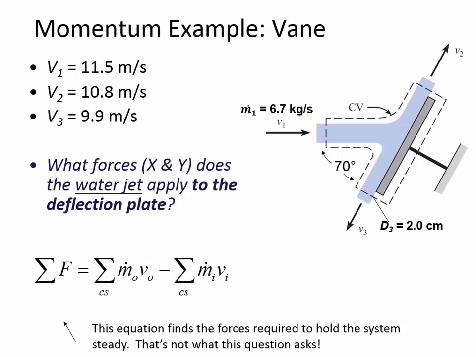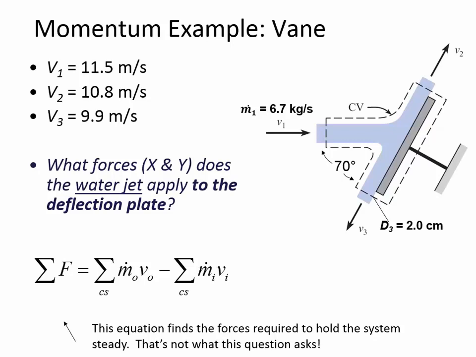Okay, but back to the question of directions here. Since it's asking what forces the jet applies to the deflection plate, that's the equal and opposite reaction that you'll calculate using this formula. So you'll still use this formula, but at the end you'll think, this told me the force required to hold the system steady, but the question is asking what force the water applies to the vane. Normally when we use this equation, it's the opposite: what external force we have to apply because of the water. So it would be the opposite sign.